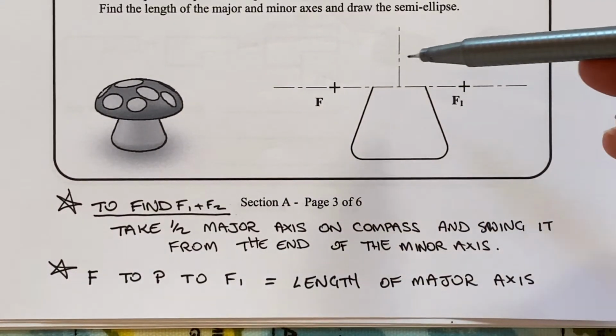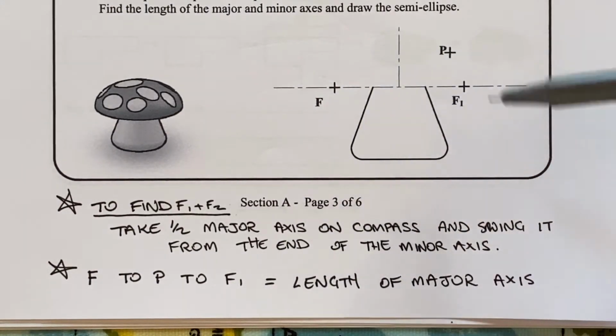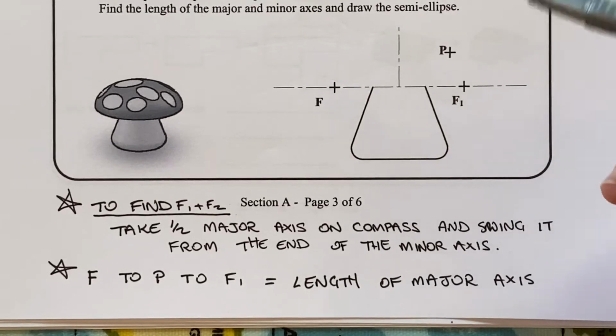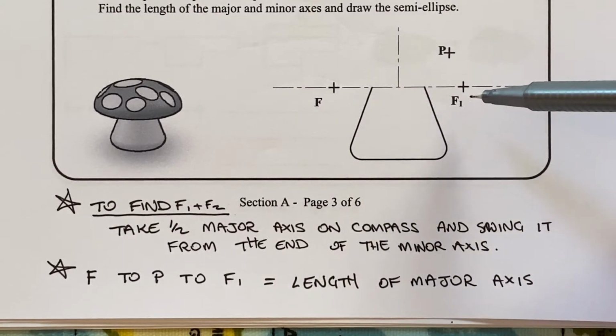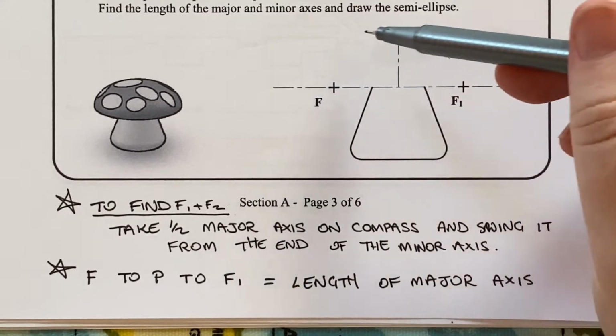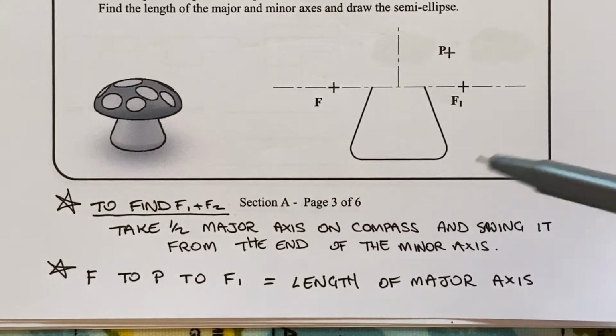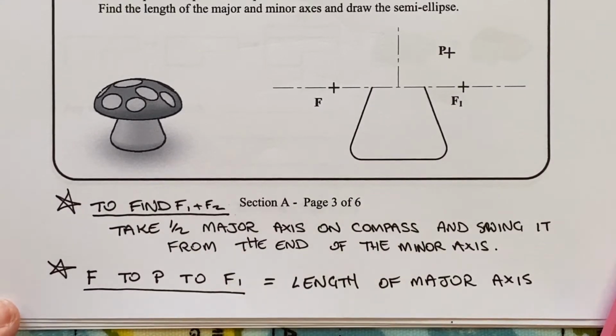And I put my pencil into the piece of string, and I drew round and round, keeping my pencil taut with the string, and I got a perfect ellipse. The reason I got a perfect ellipse was because the length from F to P to F1 was the major axis, and it generated both the major axis and the minor axis for me. So this is the question where this fact is important.